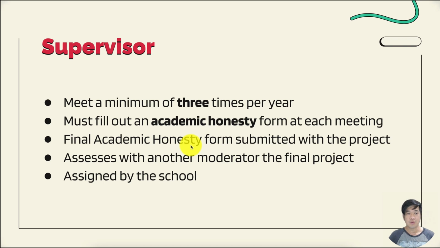Now, supervisor. When you meet your supervisor, you need to have it at least 3 times, okay? And then there is an academic honesty form that you need to fill in, and your advisor or your supervisor will be signing it and giving you some feedback. And then that will be submitted with your project. Now, another is the moderator, when we are going to moderate your grade to check if it's properly given or not. Okay. Now, if you did not find any supervisor, the school will be appointing one for you.